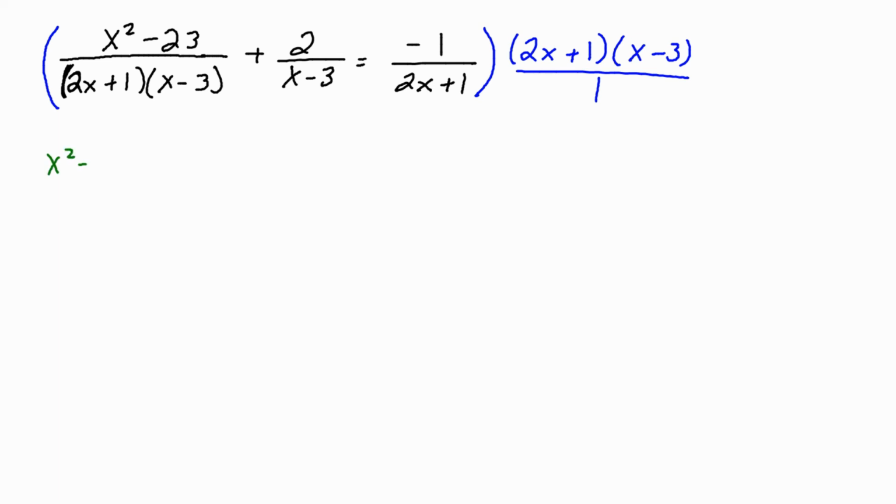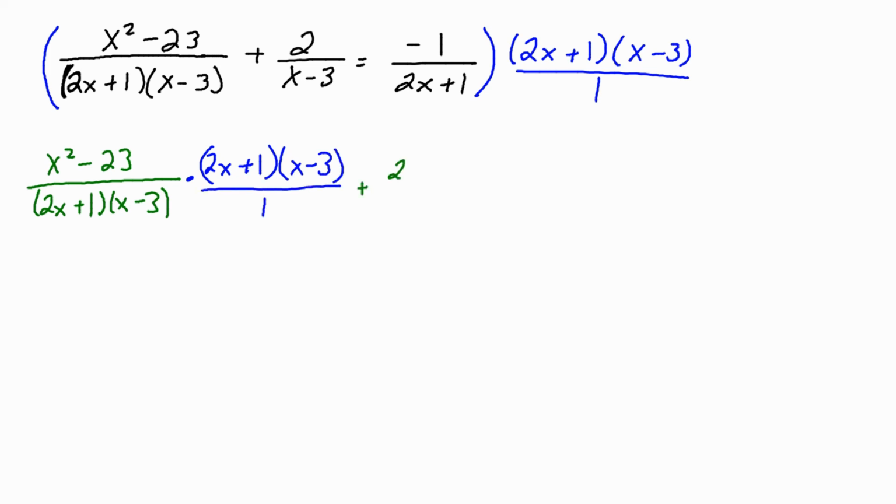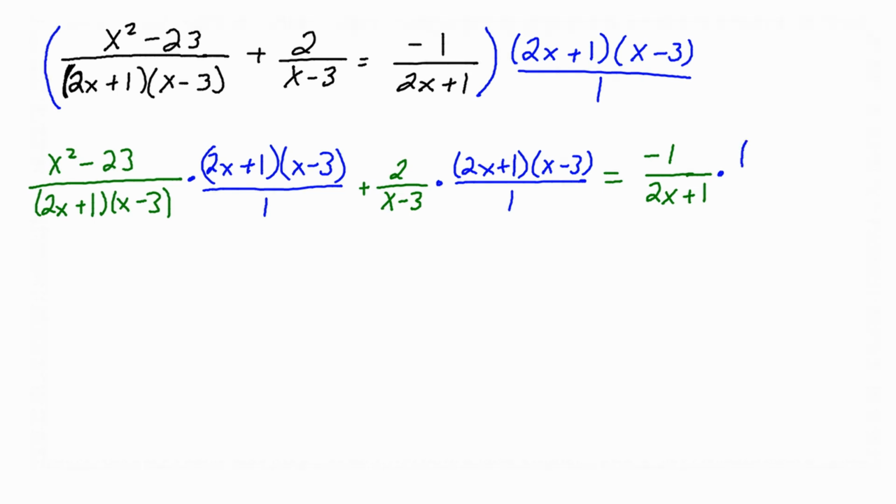So I start with (x squared minus 23) divided by (2x plus 1) times (x minus 3)(2x plus 1)(x minus 3) all over 1, plus 2 over (x minus 3) times (2x plus 1)(x minus 3) all over 1, equals negative 1 over (2x plus 1) times (2x plus 1)(x minus 3) all over 1.